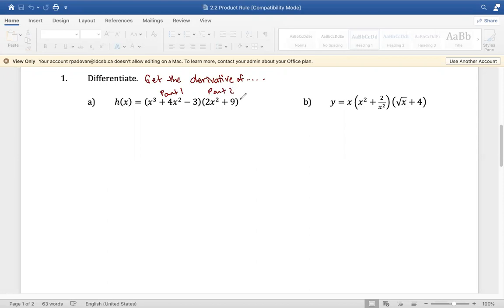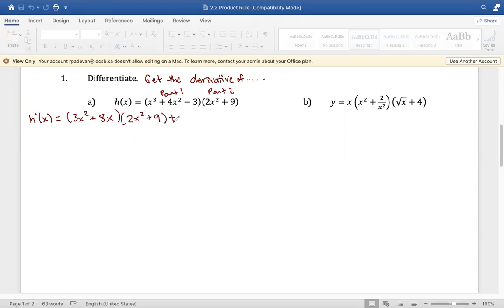I don't need anything to get started. I can just go ahead and follow the product rule. You're going to need some more room here. So h prime of x is equal to the derivative of the first part. So that would be 3x squared, right? Plus 8x, and then minus 0. So I'm just going to close my bracket. Copy out, multiplied by the second term, 2x squared plus 9.